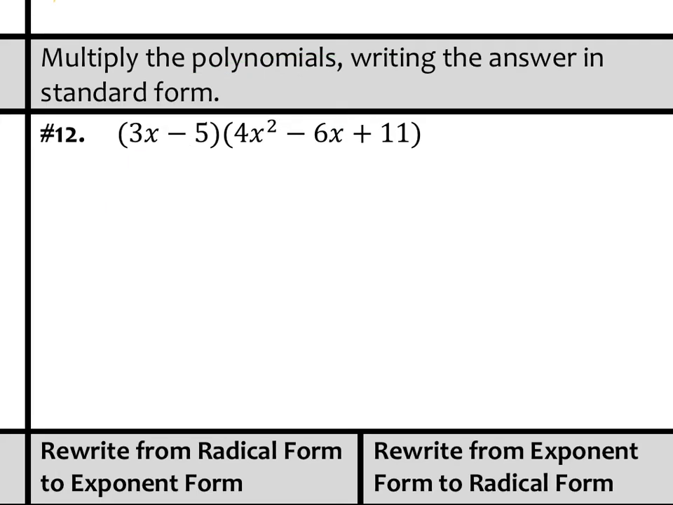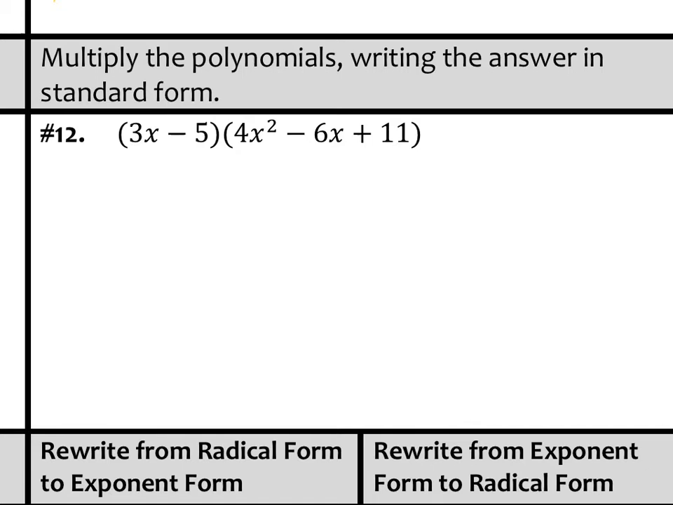Okay, on number 12, the instructions again say multiply, and we are going to write our answer in standard form, which is biggest to smallest exponent. Since we are multiplying, we're going to be doing 2 terms times 3 terms. 2 times 3 is 6, so we should be getting 6 terms in here.